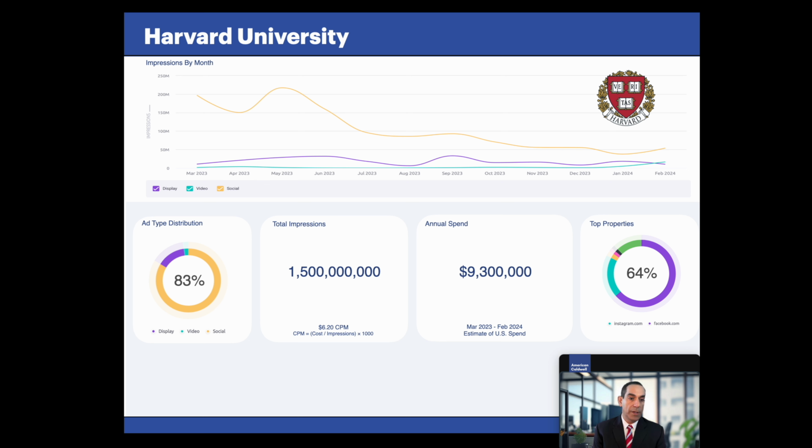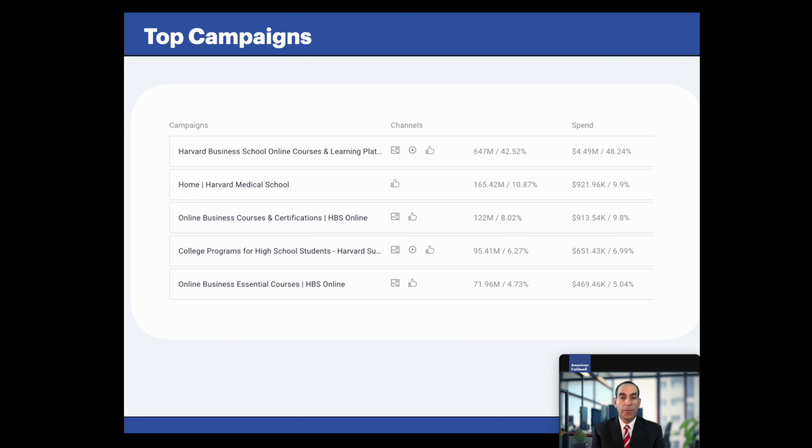64% of the ads are being done on Facebook, followed by Instagram, and then we also have some others thrown in there, including LinkedIn. If we look at the top campaigns, the Harvard Business School is primarily the bulk of the ad spend. The medical school comes in at around $1 million. And then we have online business courses, college programs for high school students, and then online business essential courses.